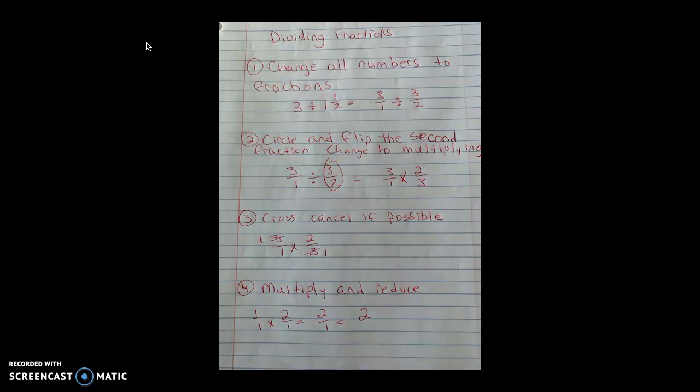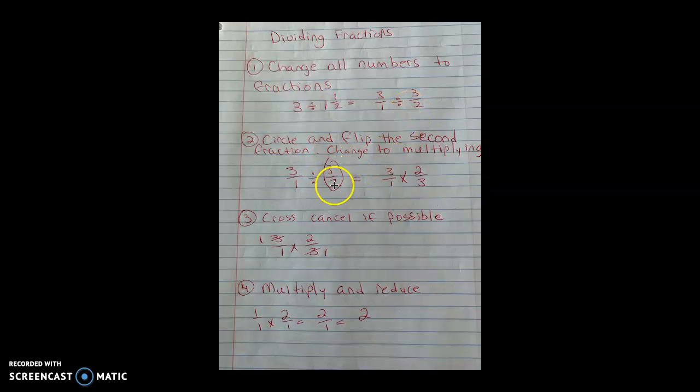Step number 1, change all numbers to fractions. Remember, if it's a whole number, like 3, you're going to put it over 1, 3 over 1. If it's a mixed number, you're going to take the whole number times the denominator, add the numerator. So 1 times 2 is 2, plus 1 is 3, so 3 over 2.